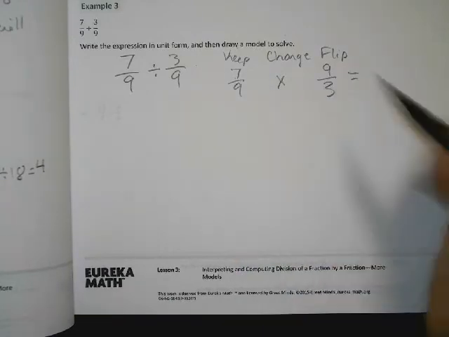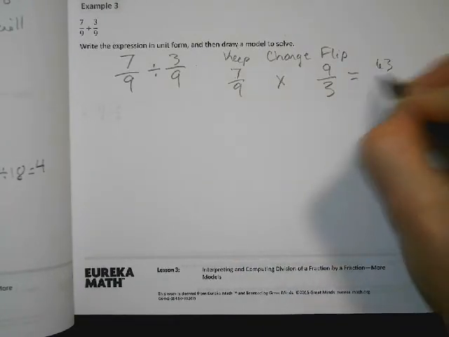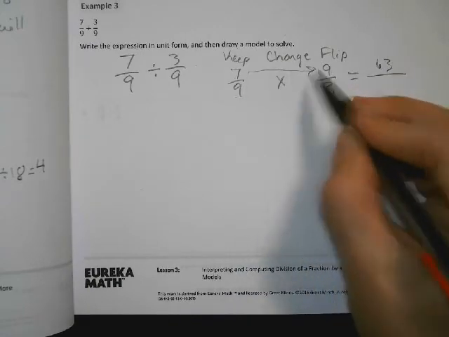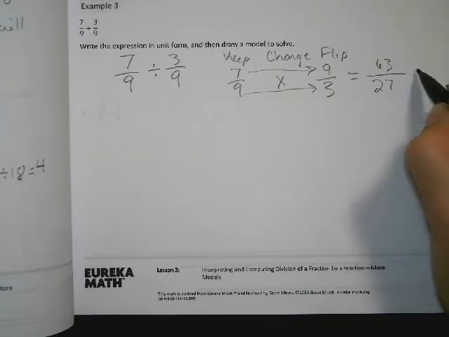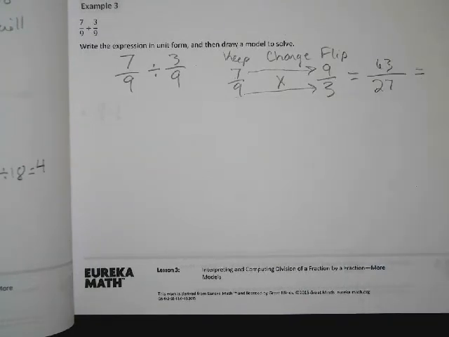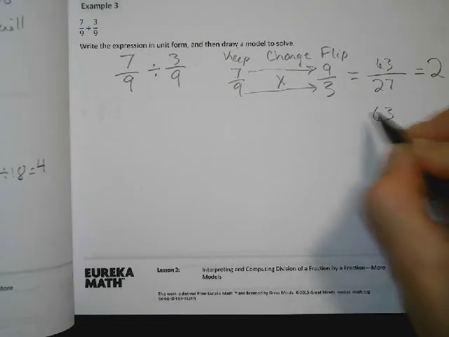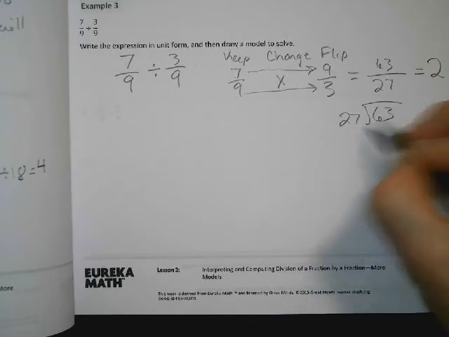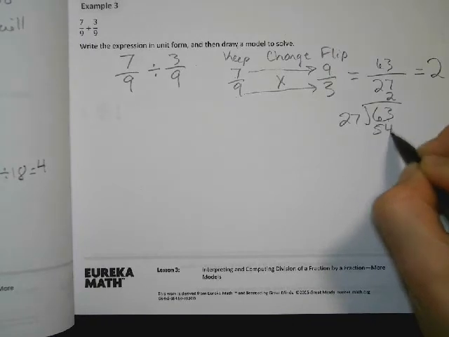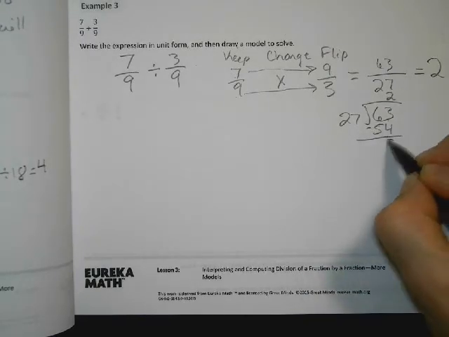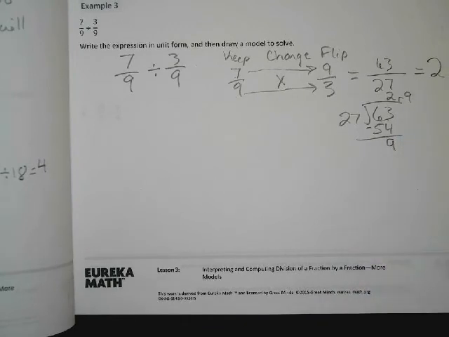7 times 9 is 63. Going straight across. 9 times 3 is 27. So it would be 63 divided by 27. I would start with 27 times 2. I know that's for sure. So we'll do our long division just to make sure. So I take 63 divided by 27, which would be 2. That's minus 54. You're going to end up with a 9. That's remainder 9. So now we can do a mixed number.